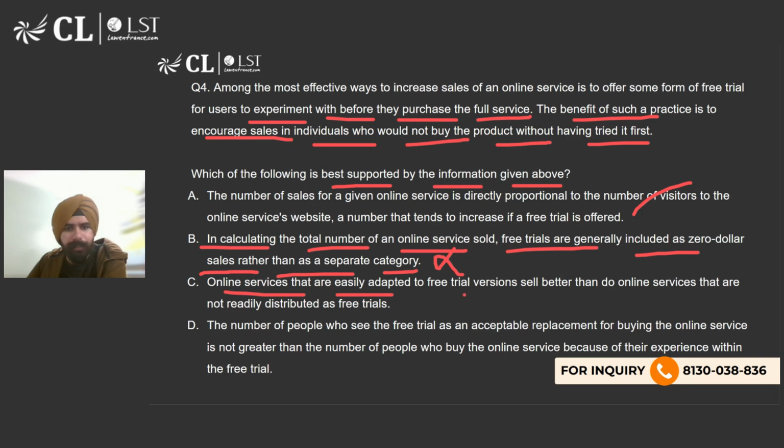Online services that are easily adapted to free trial versions sell better than do online services that are not readily distributed as free trials. This seems like an appropriate answer.